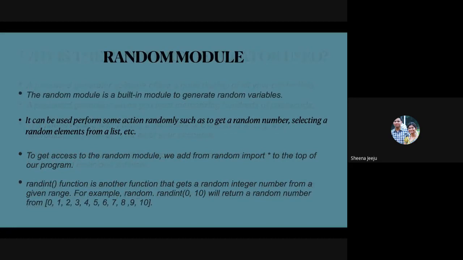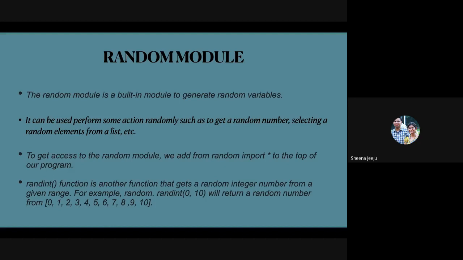The random module, which I'll be using in my program, is a built-in module to generate random variables. It can be used to perform some actions randomly, such as getting a random number, selecting a random element from a list, or getting a random number from a given range, etc. To get access to the random module, we add "import random" at the top of our program.